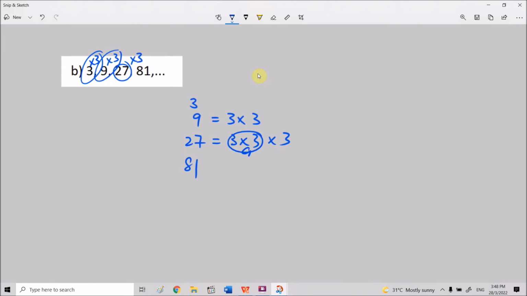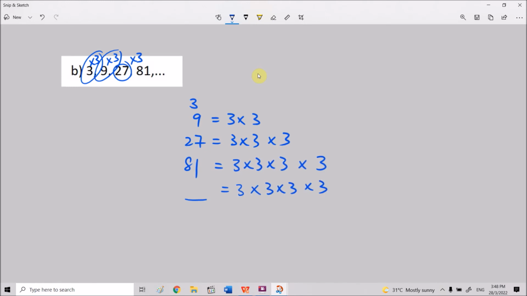Yeah, this is 9, right? 9. And next, for 81, 81 equals 27 times 3. So it's 27 times 3. And again, 27 can be replaced or substituted with 3 times 3 times 3. Hence, 27 equals 3 times 3 times 3.